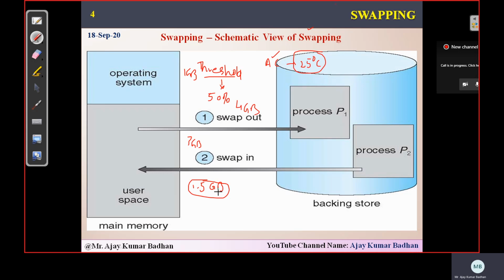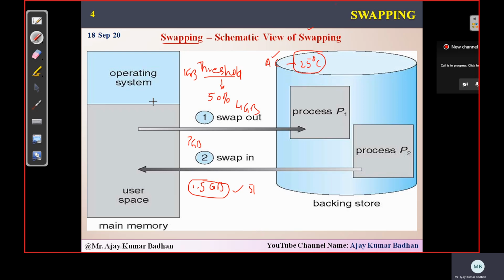When this particular swapping will be used is whenever the memory we are using is less than 1.5, because this is a threshold. If your memory usage is less than 1.5 GB, it's okay. But if it exceeds 50%, it becomes 51%, then this particular swapping concept comes into the picture. Then it will be used.